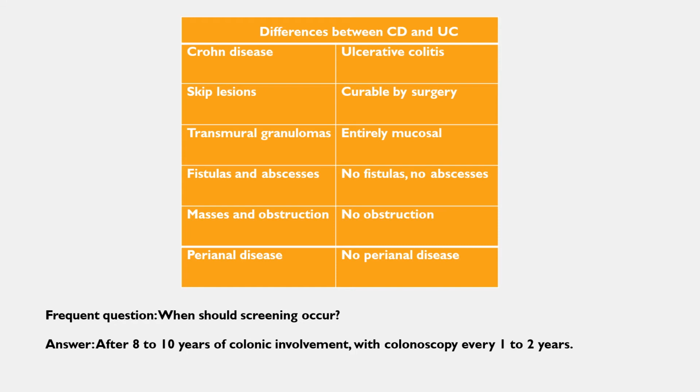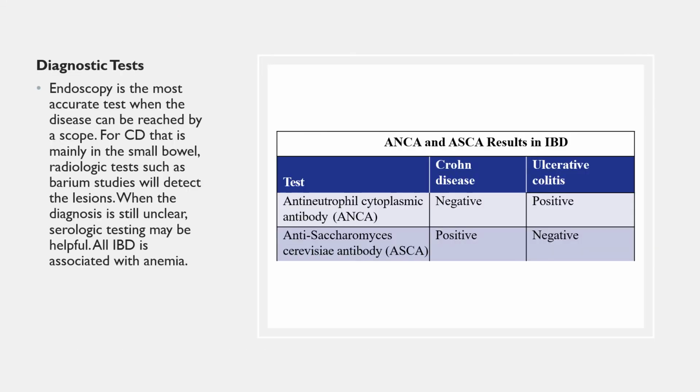And here we have a clinical tip. A frequent question: when should screening occur? The answer is after 8 to 10 years of colonic involvement, with colonoscopy every 1 to 2 years. So once again, when should you screen: after 8 to 10 years, when the colon is involved, and how you do it is colonoscopy every 1 to 2 years. Okay, so let's go to the next slide.